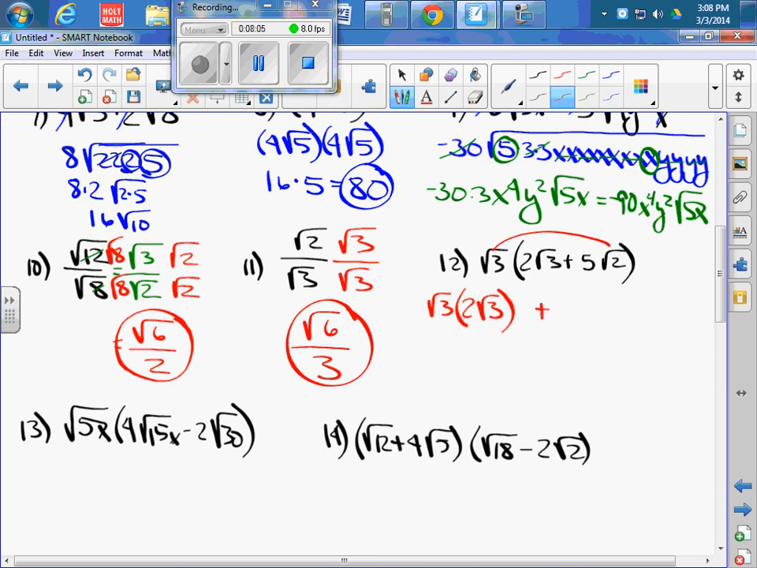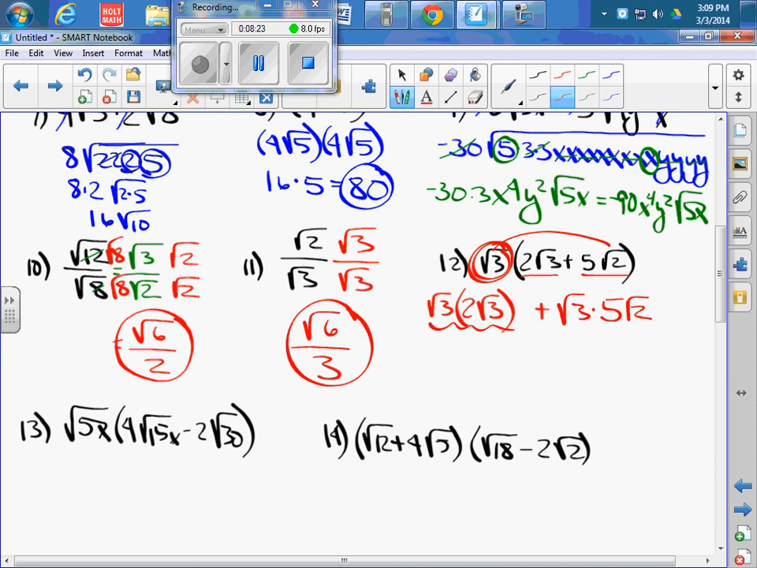Bring down the plus sign. Then you're going to be taking radical 3, so make it a 3, not a 5. Radical 3 times 5 radical 2. So you're multiplying this times this, and then multiplying this times this. That is the distributive property.